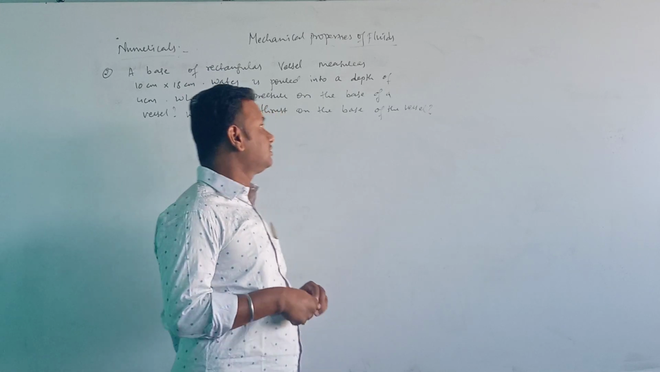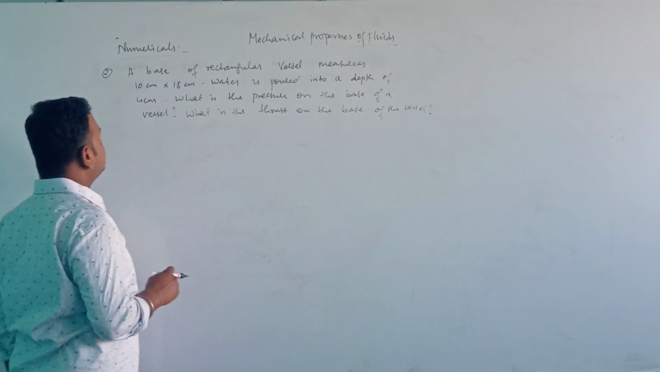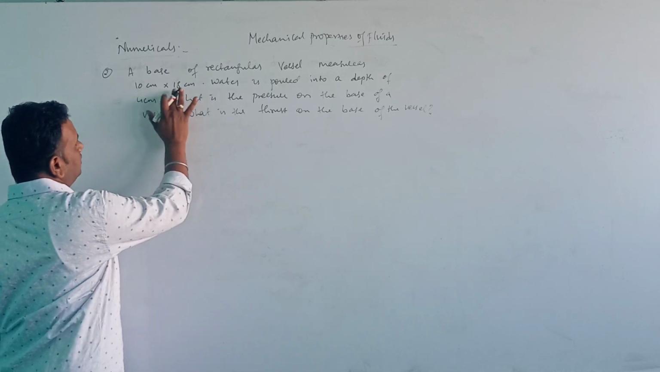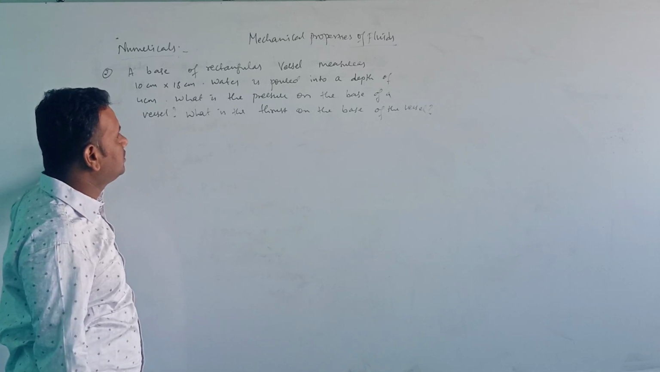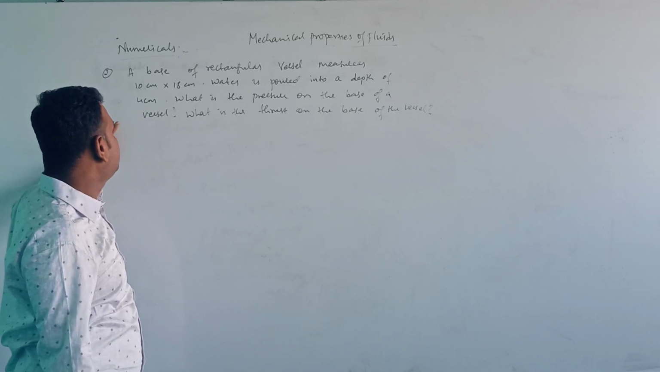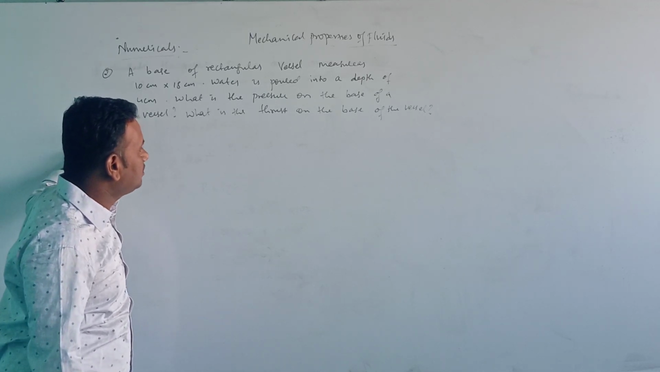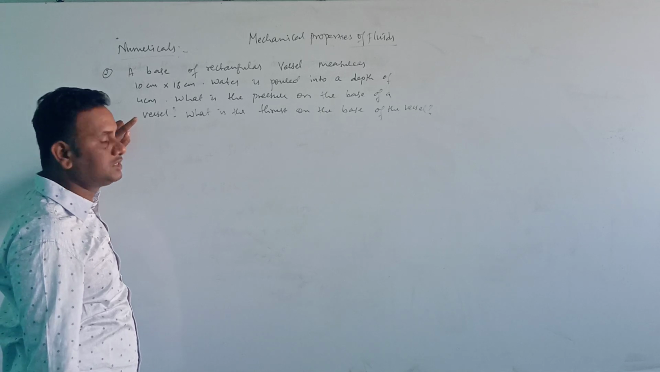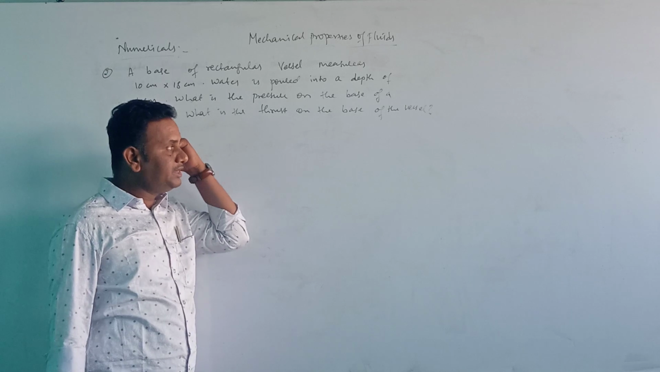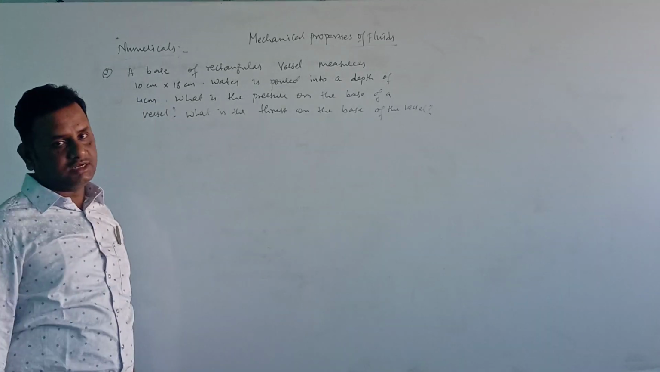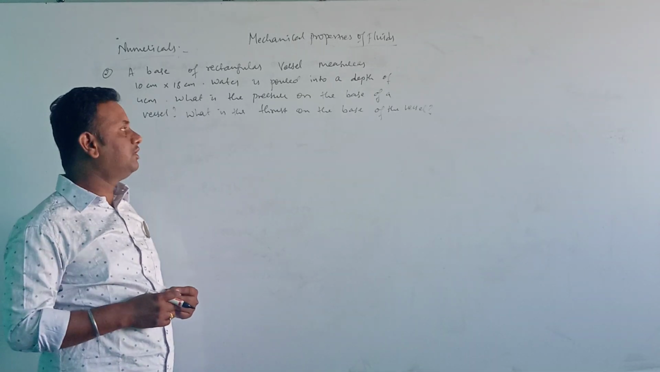So our next question is, a base of rectangular vessel measures 10 centimeter into 18 centimeter. Water is poured into a depth of 4 centimeter. So what is the pressure on the base of a vessel? We have to find out. And also we have to find out what is the thrust on the base of the vessel. Thrust means force on the base of a vessel, that we have to calculate.